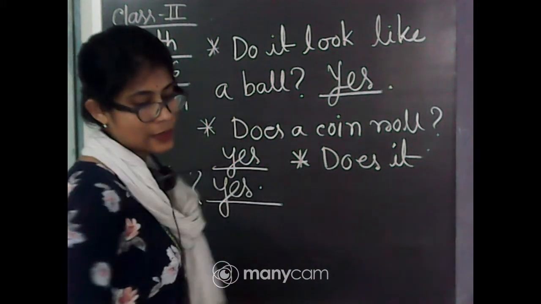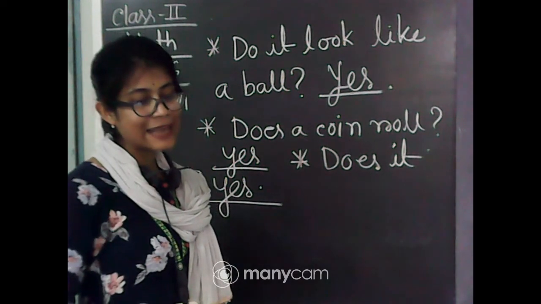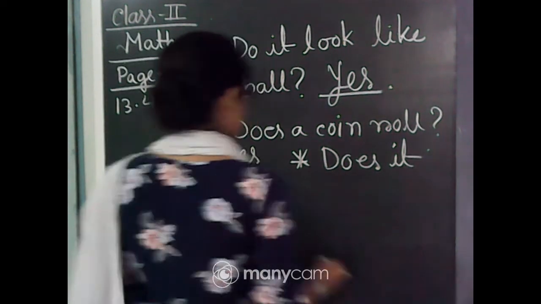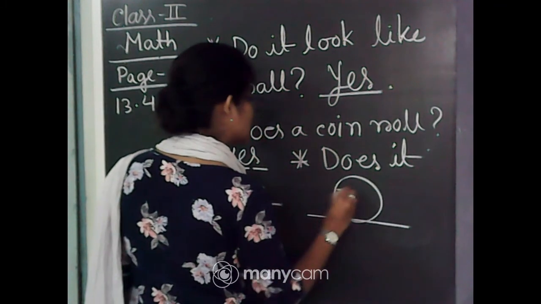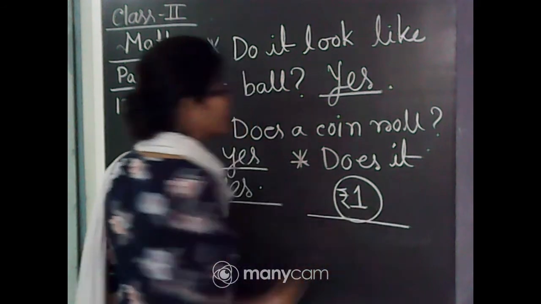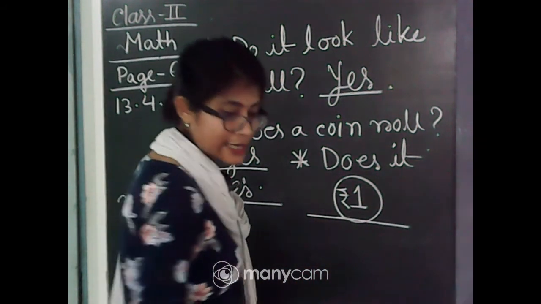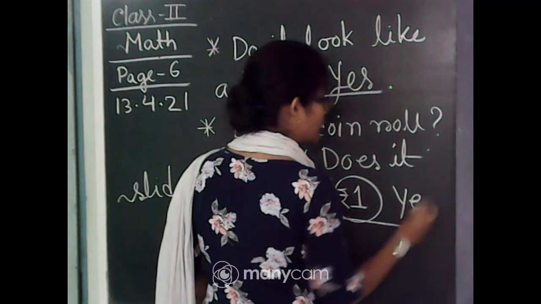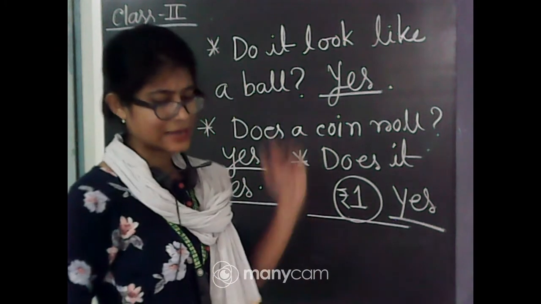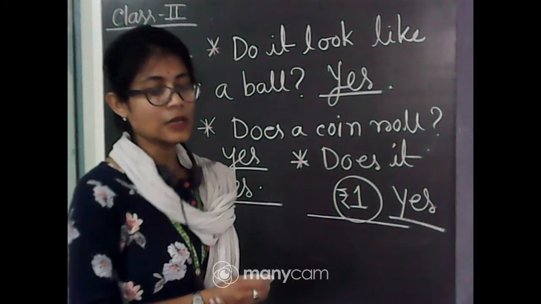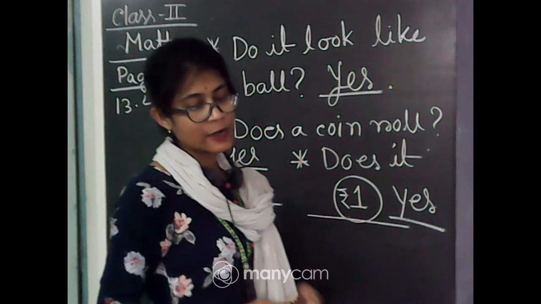Okay. Can you make a 1 rupee coin stand like this? Can you make it stand like this? Yes or no? Yes, we can. So you will write down on the blank that yes, we can make it stand like this. Try doing the same using a 2 rupee coin and a 5 rupee coin.